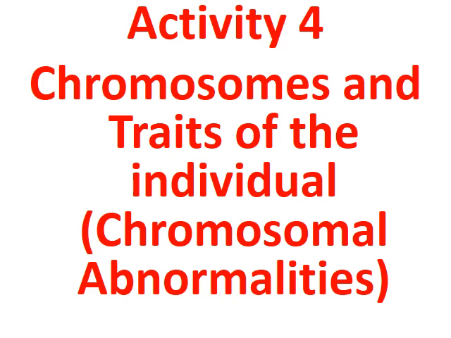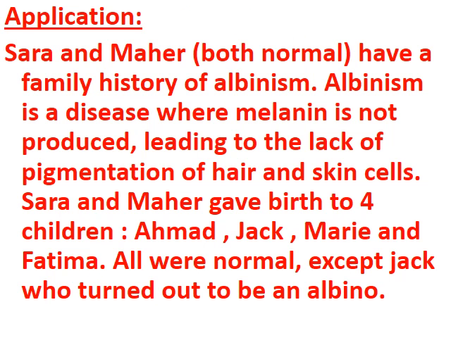Now let's move to activity 4, the chromosomes and the traits of the individual, which means the chromosomal abnormality. Let's start with an application. Sarah and Maher are both normal. They have a family history with albinism. What is albinism? Albinism is a disease where melanin is not produced, leading to the lack of pigmentation of hair and skin cells. Sarah and Maher gave birth to 4 children: Ahmed, Jack, Mary, and Fatima. All were normal, except Jack, who turned out to be an albino, meaning that he has this disease which is albinism.